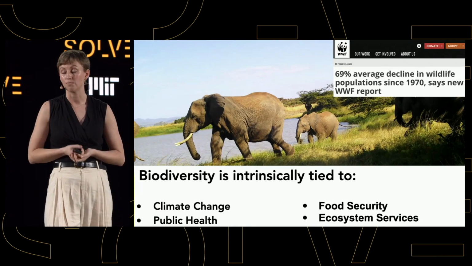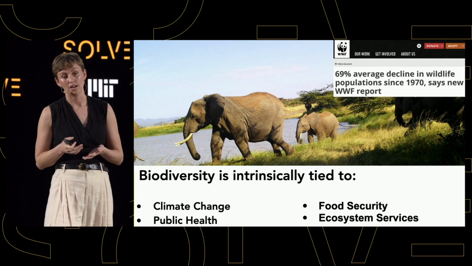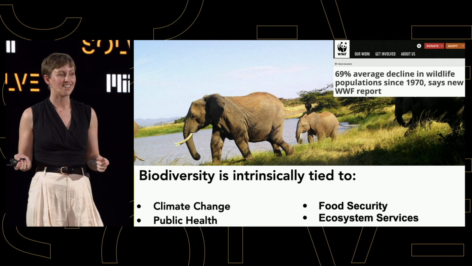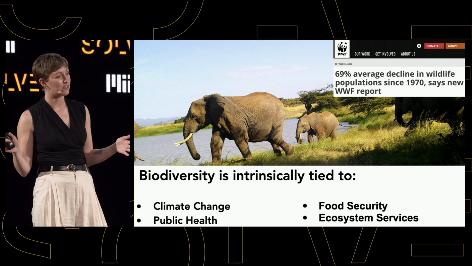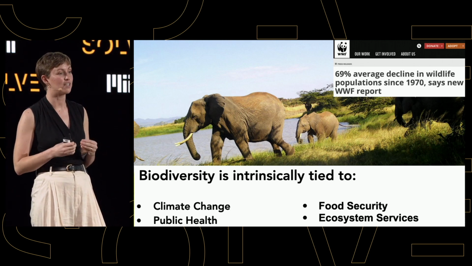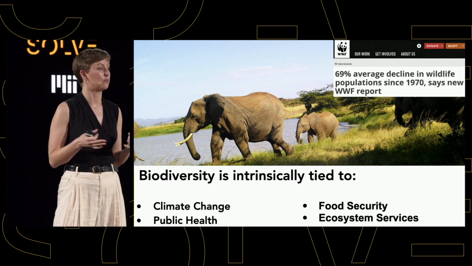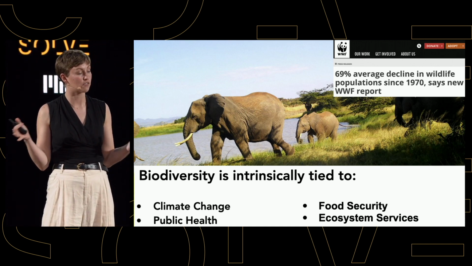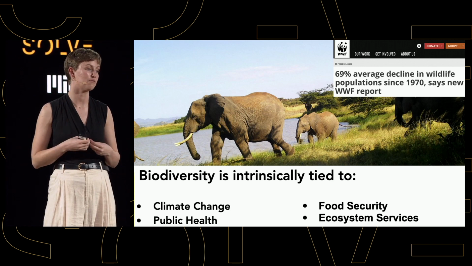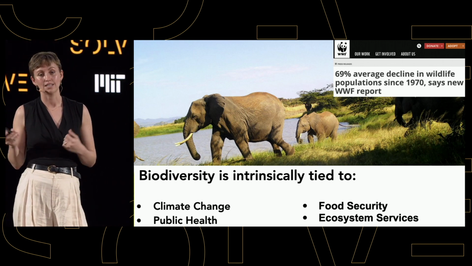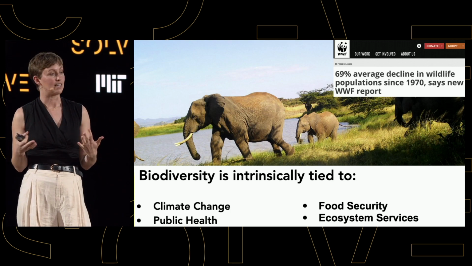Biodiversity is also tied to public health, particularly with the spread of zoonotic disease, things like COVID. Biodiversity is tied to food security. It turns out when you have more diverse pollinators, you have more nutrition in the food we grow. So it's beyond just needing pollinators to be able to grow food. We actually need diverse pollinators to get nutrition from our food. And biodiversity is tied to ecosystem services, things like carbon capture, things like cleaning the air that we breathe.